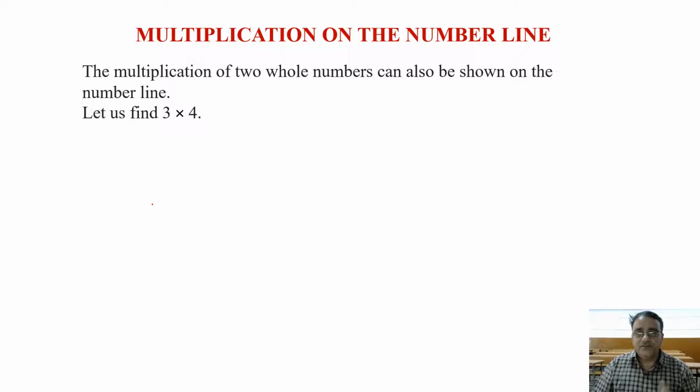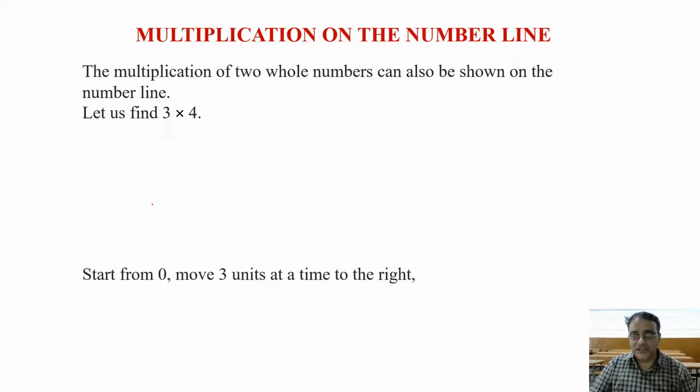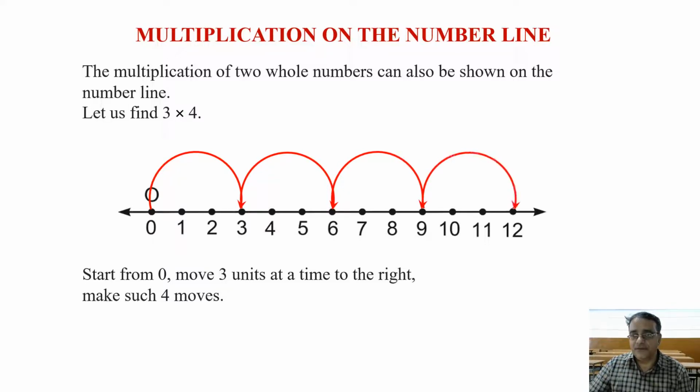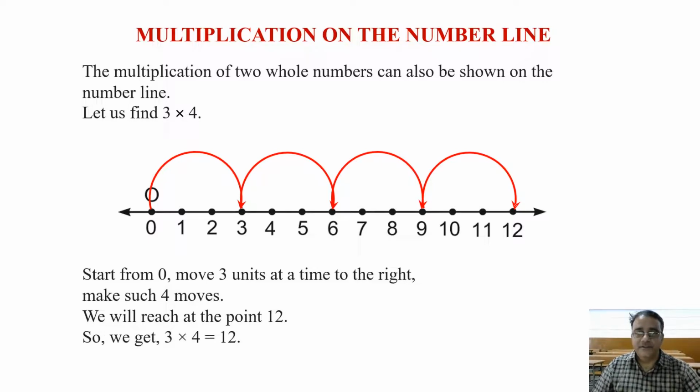Okay, so 3 into 4, that means we have to add 3 four times. So we start from 0 because we are adding, that is why we have to move to the right side. Let's start. The jump is 3 units, 4 times. 1, 2, 3, 4. So we reach 12. That means 3 into 4 is equal to 12. So this is multiplication.